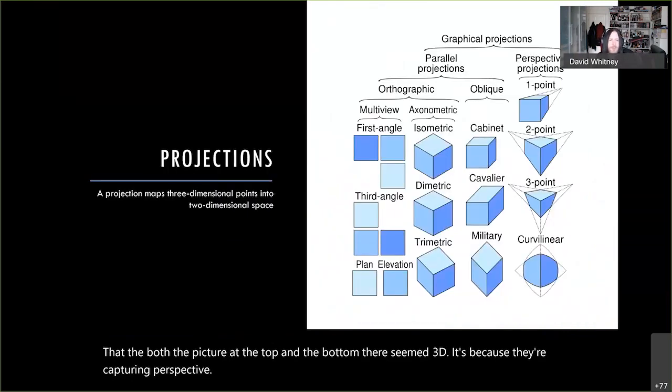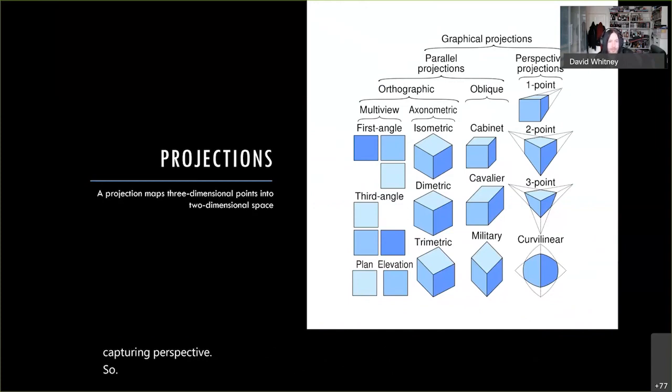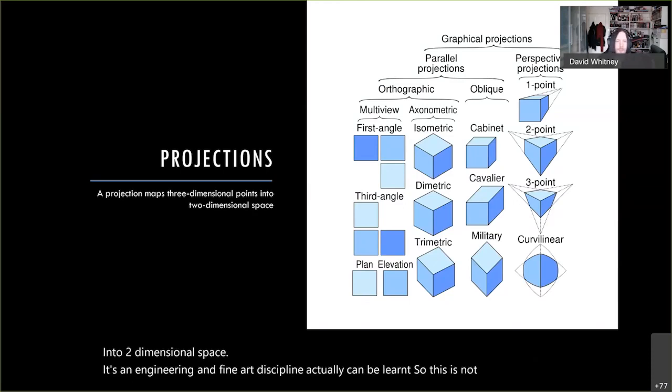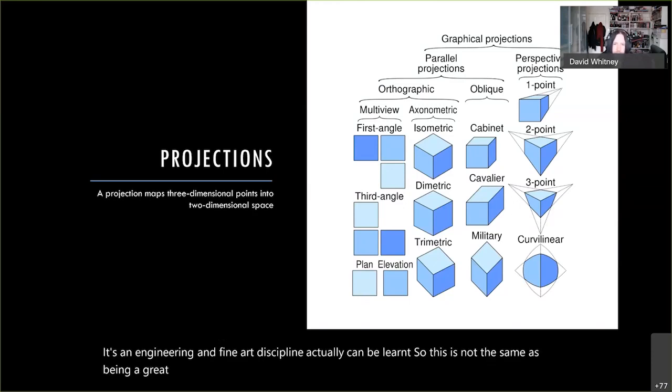So what is a projection? A projection is a graphical technique that maps three-dimensional points into two-dimensional space. It's an engineering and fine art discipline, actually, and can be learned. So this is not the same as being a great painter. It's a technical discipline. It's a mathematical exercise.